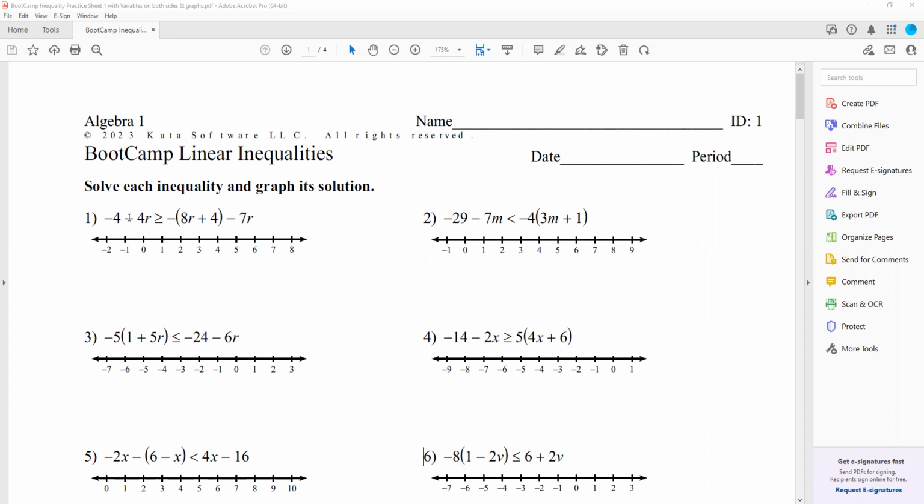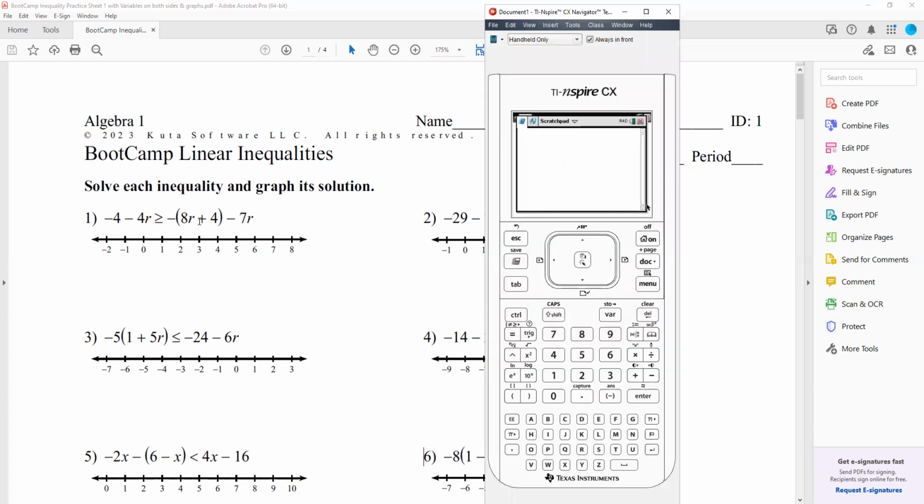All right, so the first thing you see here is -4 minus 4r is greater than or equal to negative, parentheses, 8r plus 4 minus 7r. Now, we're going to use the graphing calculator to solve this. We're not going to do this algebraically, and then we're also going to graph it. So first thing, I'm going to get my graphing calculator. Now, we're going to use nSolve, but we're going to make one change to the inequality. You can only use nSolve if you are dealing with an equation, not an inequality. You have to have an equation. So to get the nSolve, you're going to go menu 31.